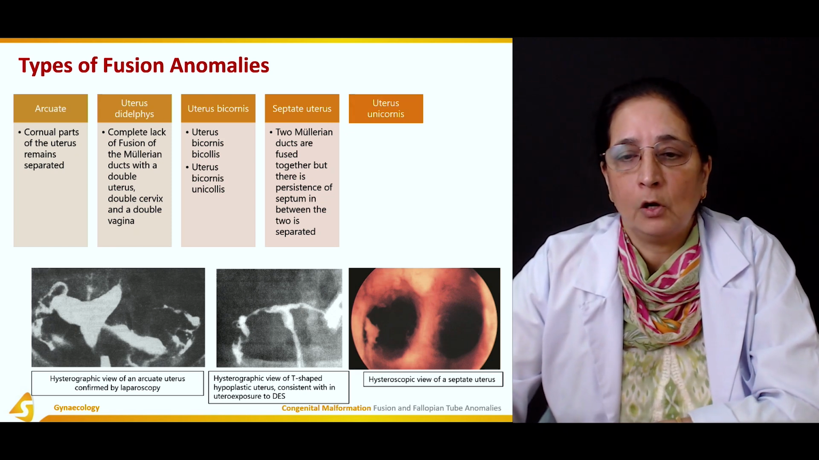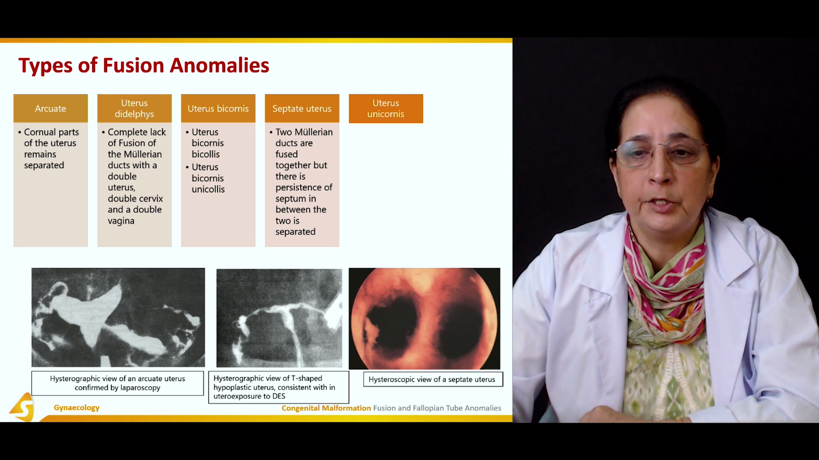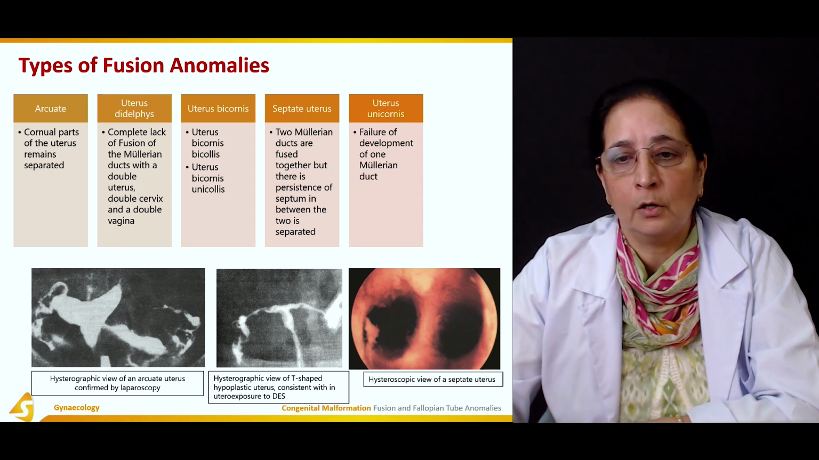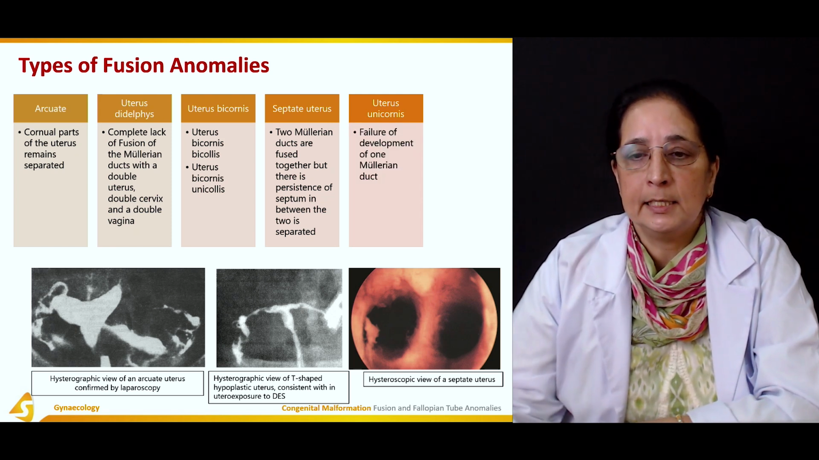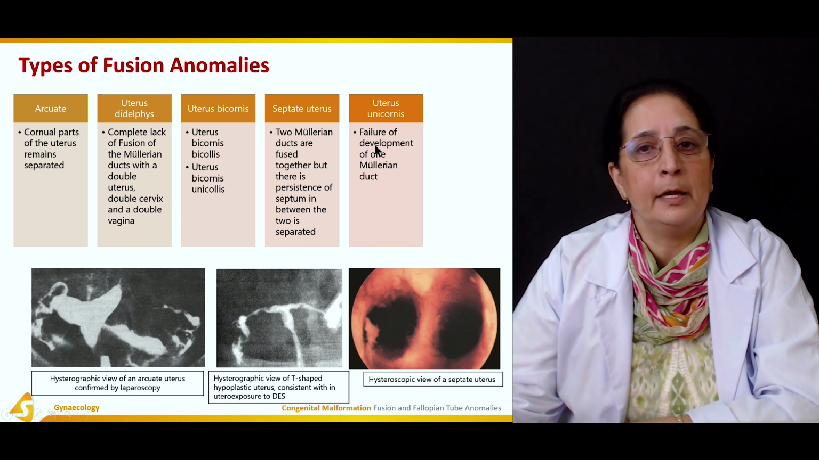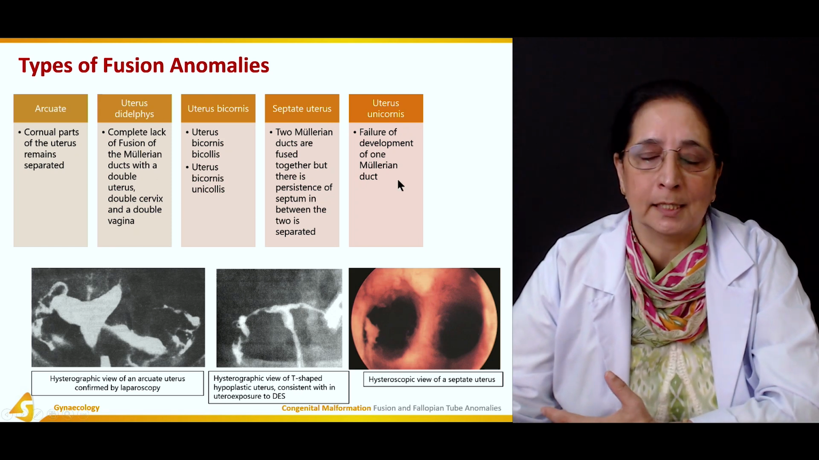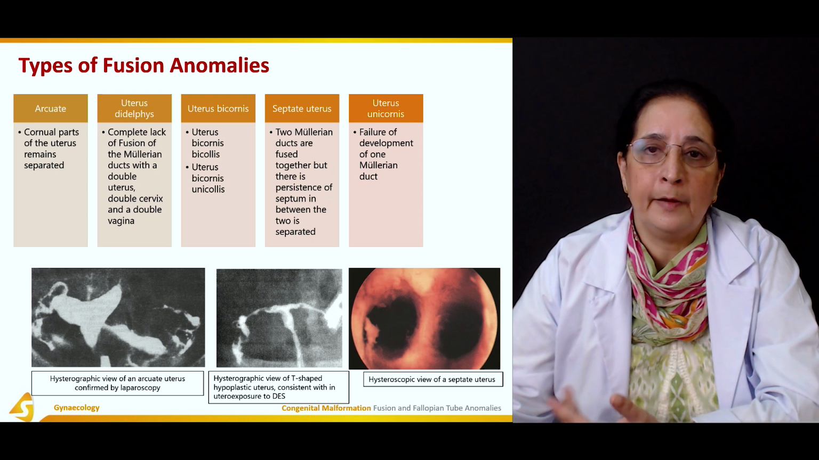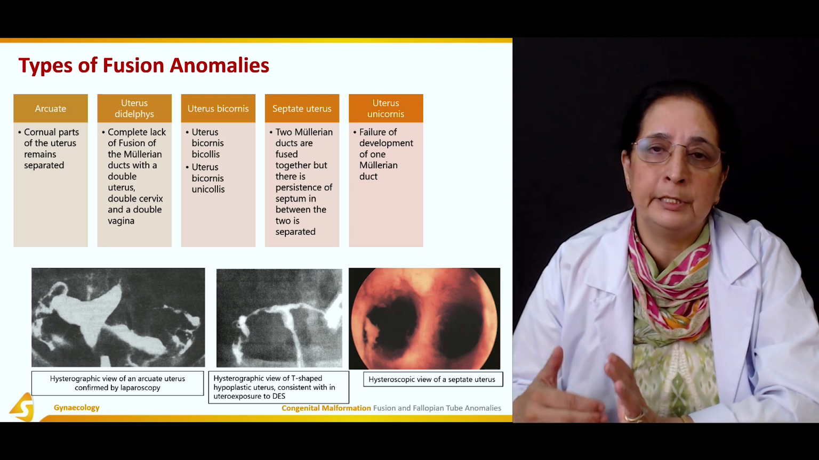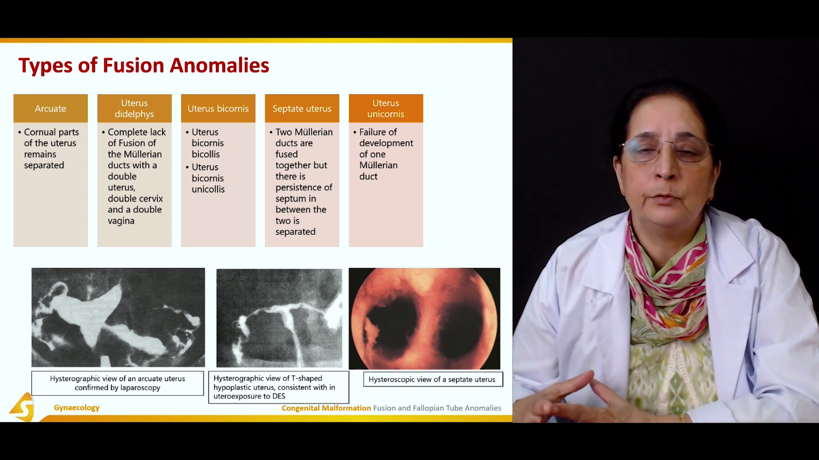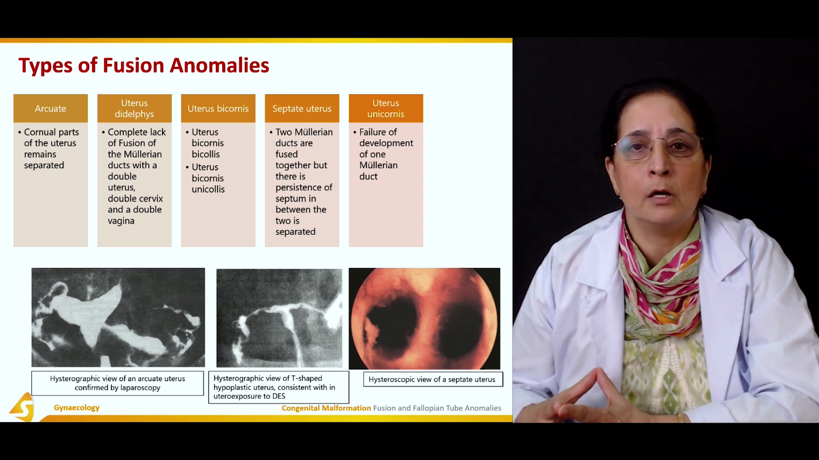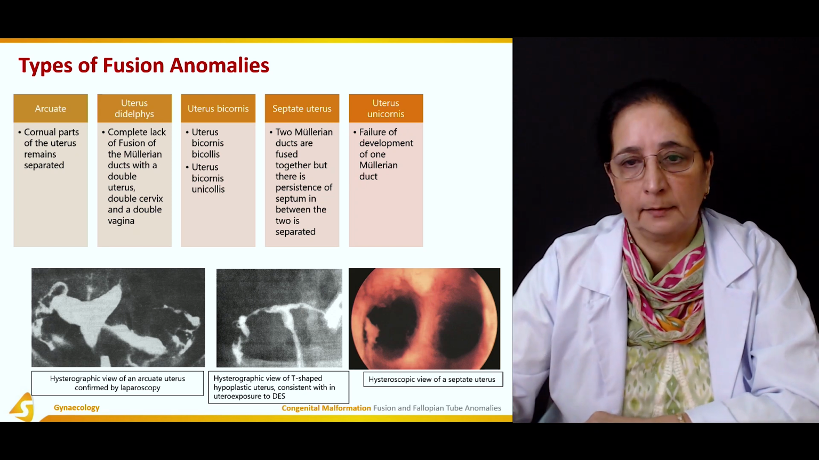Uterus unicornis or unicornuate uterus, there is one cornua of the uterus, and this is due to failure of development of one Mullerian duct. One Mullerian duct fails to develop, the other one which developed normally leads to the formation of one cornua of the uterus.